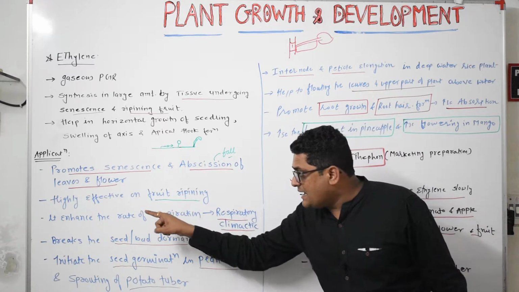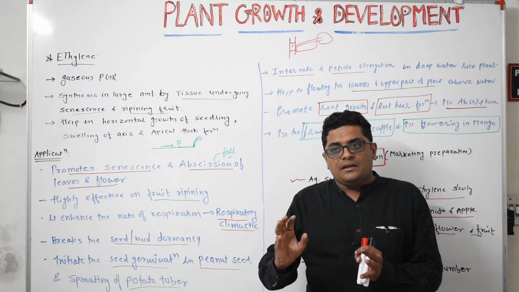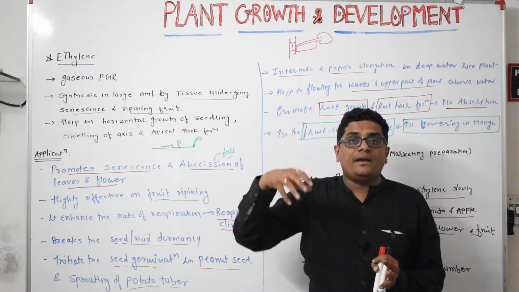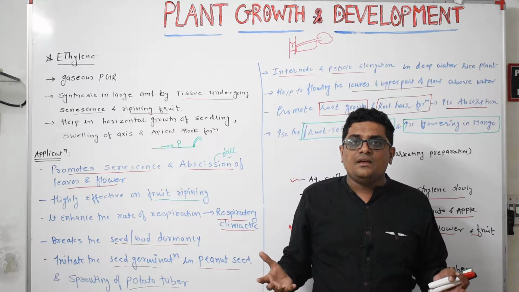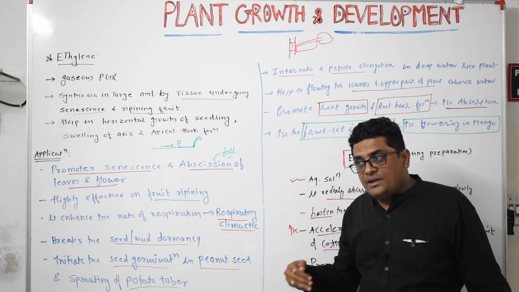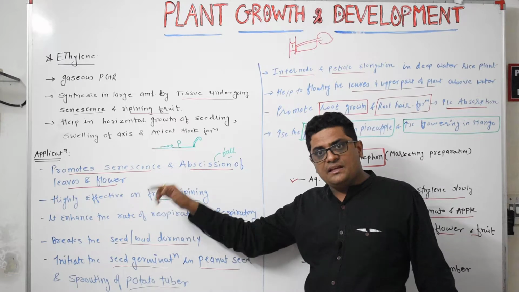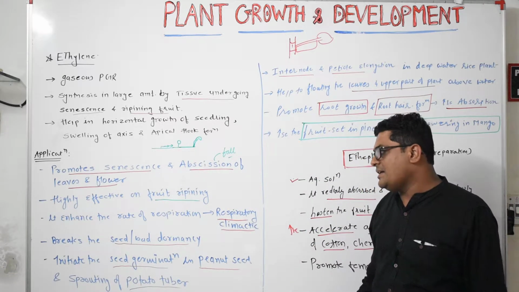Okay, it enhances the rate of respiration, because during fruit ripening the fruit requires more energy, so it requires more respiration. So during fruit ripening the rate of respiration is enhanced with the help of ethylene, and this increase in the rate of respiration is known as the respiratory climacteric.